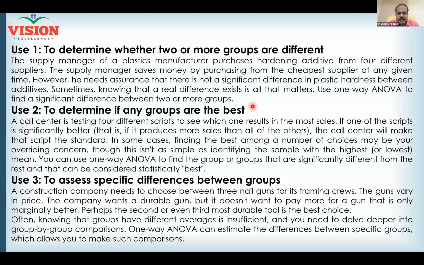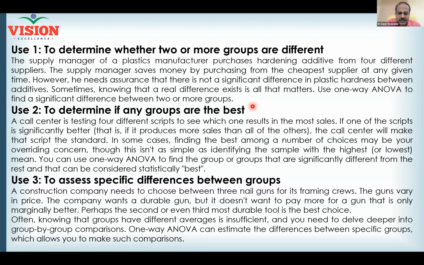I buy raw material from two different sources. Yes, there will be a difference in the hardness. Or if I buy raw material from the same supplier on two different occasions, there will be some difference in the hardness. So a difference definitely will exist. But the point is, this difference is going to be marginal or significant, isn't it?